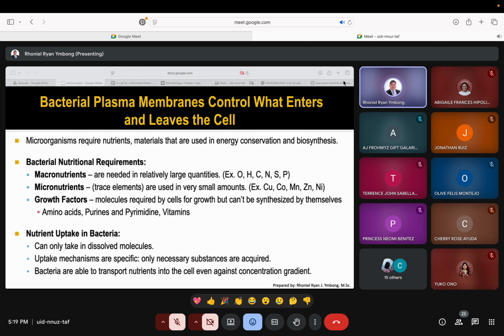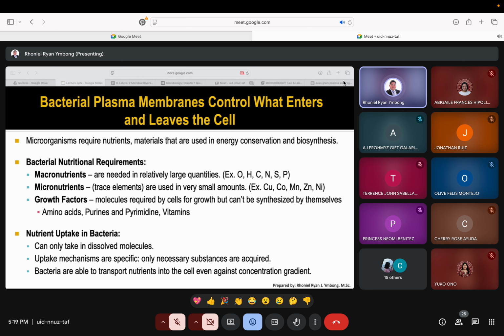Because if you try to imagine again, your bacterial cell is very small. So if they bulk transfer materials from the environment, where would they put them inside, no? The space is so small. So to prevent that from happening, they only acquire what they need from the environment, no?